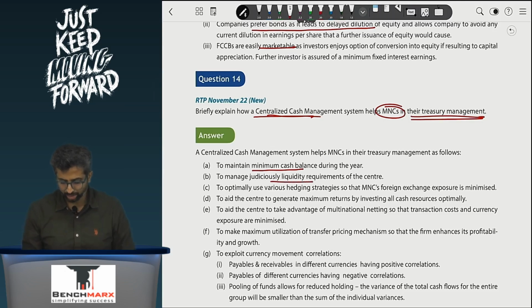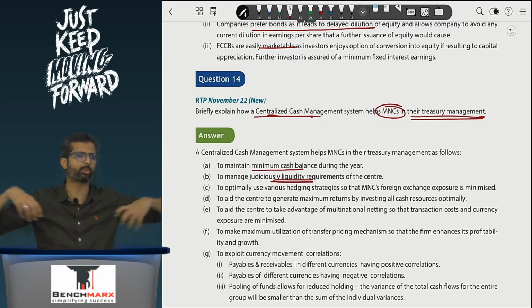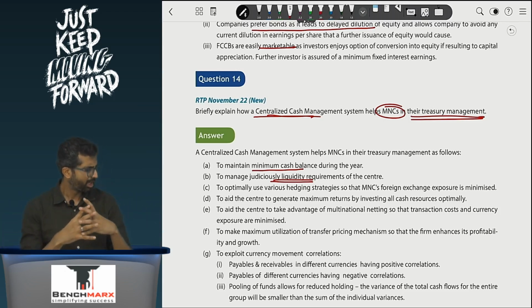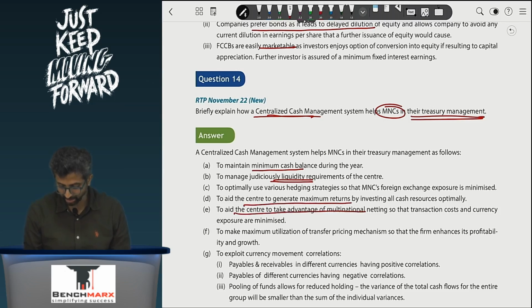I will use the money judiciously, because it is not the case that every company and every subsidiary is operating in isolation. If there is surplus funds which is not needed in one subsidiary, I can pool it and transfer it somewhere. Aid the center to generate maximum returns. Aid the center to take advantage of multinational netting and so on. Maximizing utilization of transfer pricing mechanism, exploit currency movements.